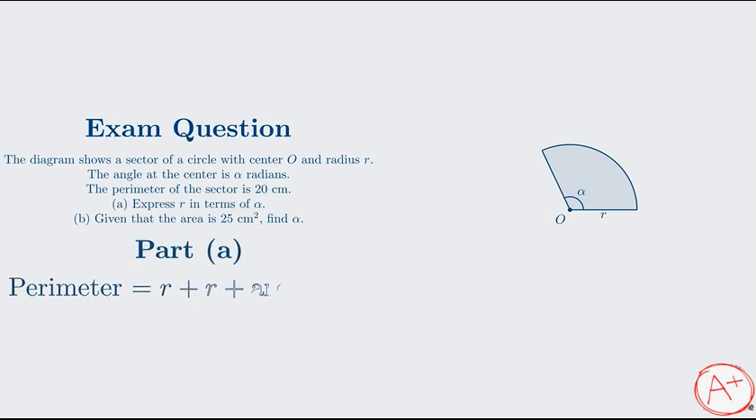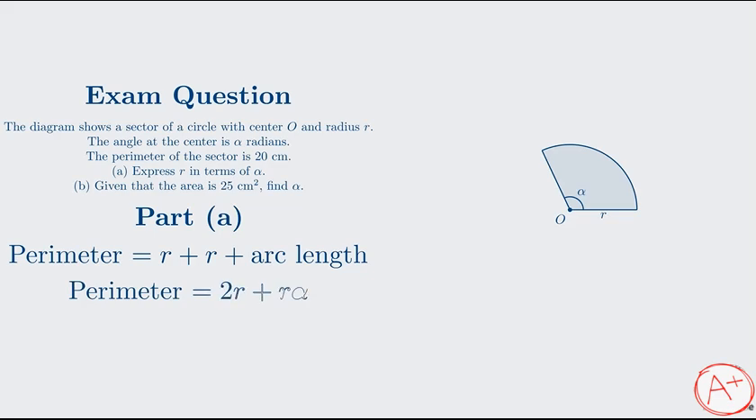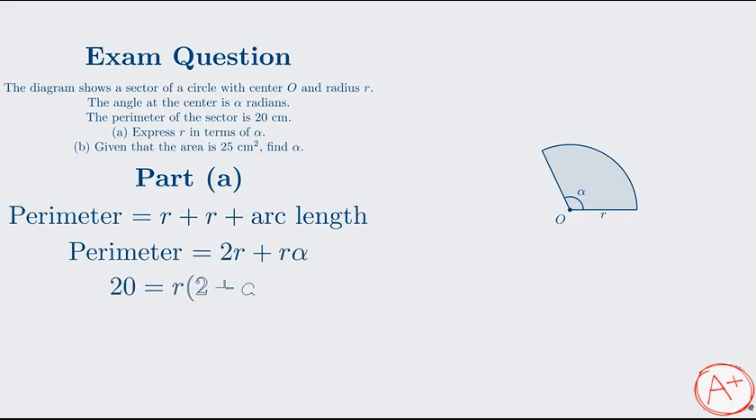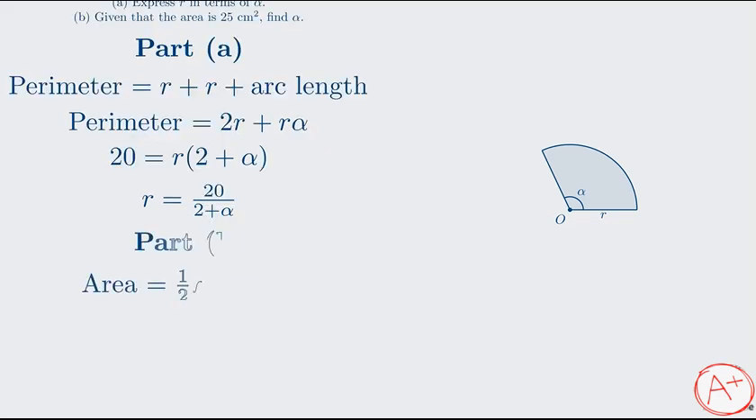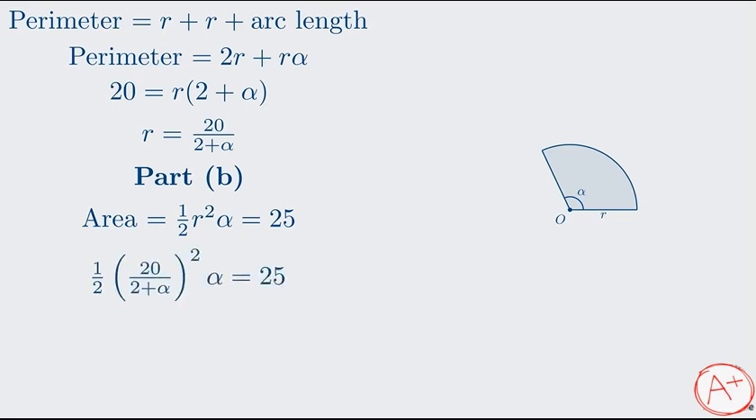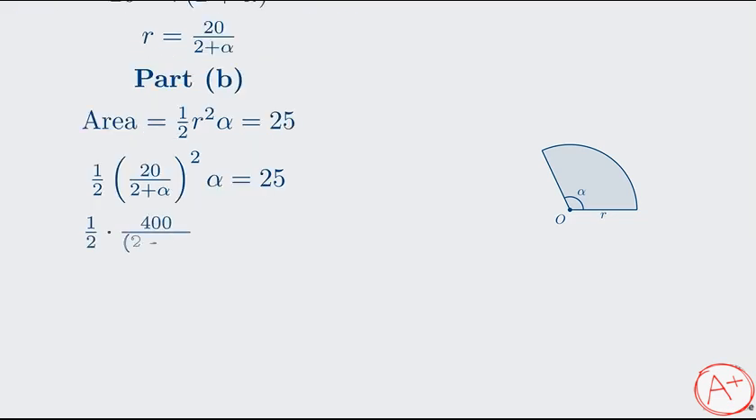For part A, we need the perimeter. The perimeter of a sector consists of 2 radii and the arc length. Since arc length is r times alpha, the perimeter is 2r plus r alpha. We are told the perimeter is 20. Factoring out r gives 20 equals r multiplied by 2 plus alpha. To express r in terms of alpha, we divide by the bracket. For part B, we use the area formula. Now, we substitute our expression for r from part A into this equation. Simplify the squared term.